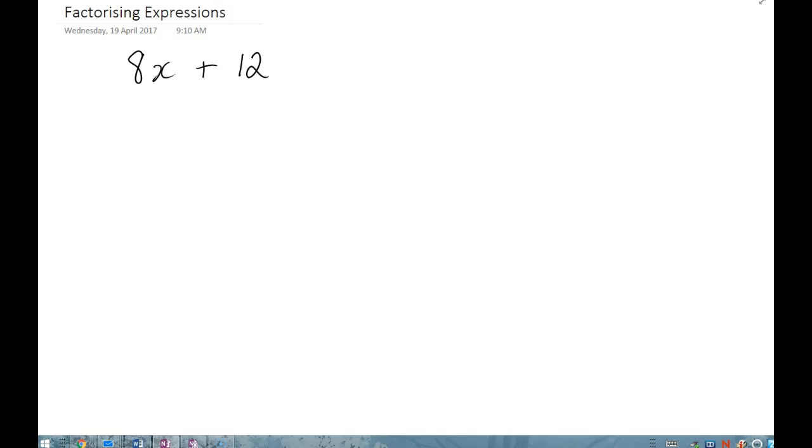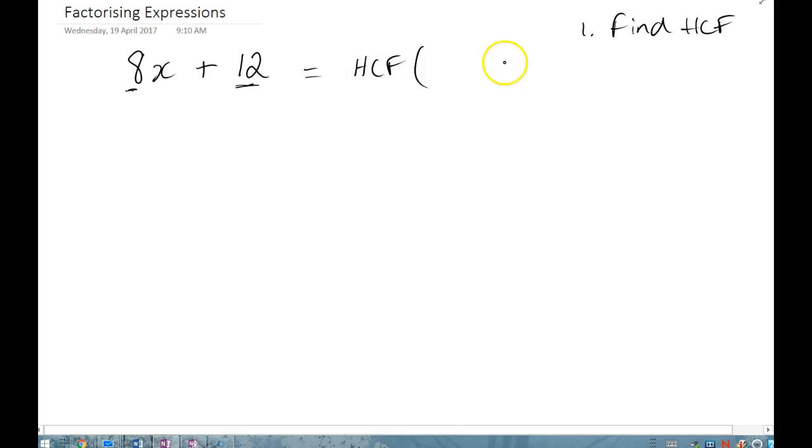Okay, so let's have a look at factorising this expression. So again, our first step is to look at the numbers, and we want to find the highest common factor. So remember, the highest common factor is the largest number that will go into 8 and into 12. And my answer then will be the highest common factor, and it will be outside the brackets of an expression.